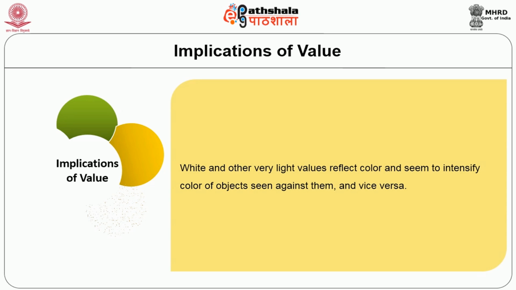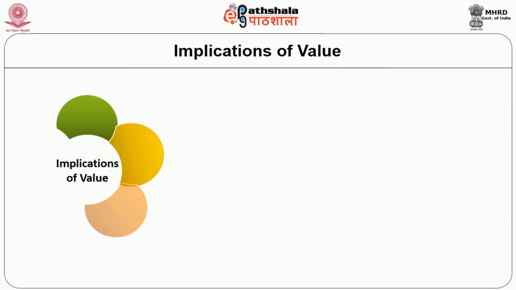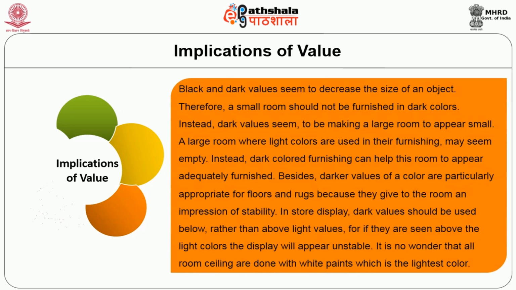them, and vice versa. Next, third one is black and dark values seem to increase the size of an object. Therefore, a small room should not be furnished in dark colors. Instead, dark values seem to be making a large room appear small. A large room where light colors are used in the furnishing may seem empty. Instead, dark colored furnishing can help this room to appear adequately furnished.